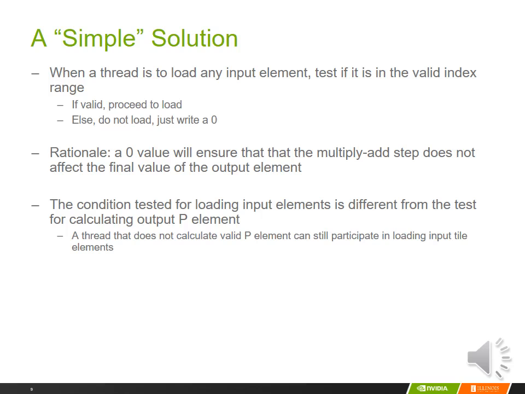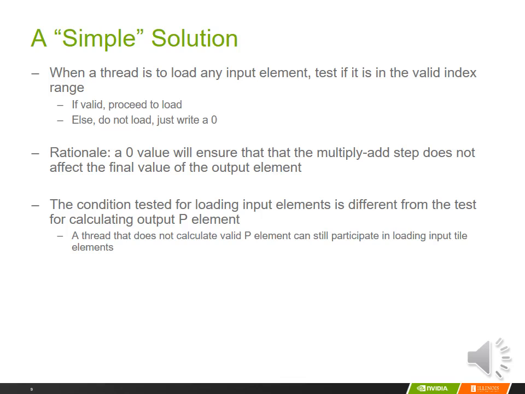This leads to the solution that we will be adopting into our kernel code. When the thread is to load any input element, we will test if it is in the valid input range. If the index to be used is in the valid input range, then we will proceed to load the element. Otherwise, we do not do any loads, but we just write a 0 into the shared memory. The rationale is that for matrix multiplication and inner product calculation in particular, a 0 value will ensure that the multiply add step does not affect the final value of the output element.